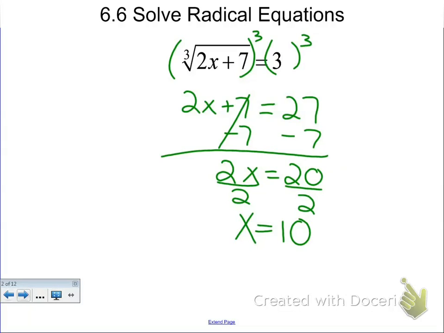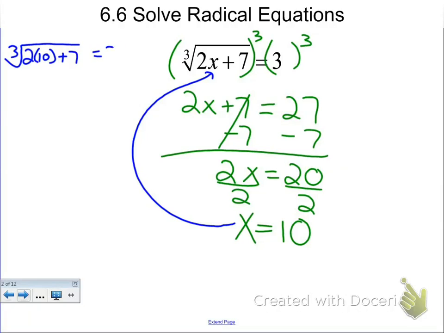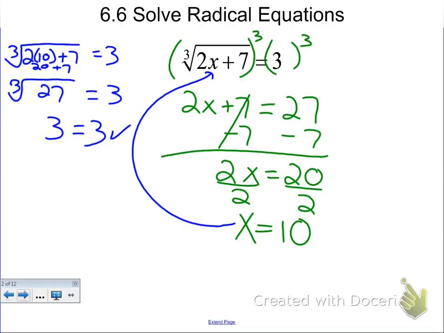Whenever we have root equations, we need to go back and plug in our answer back up into the original equation to see if it works out, because it won't always work out. So we're going to plug this 10 back into the original equation. So we have the cube root of 2 times 10 plus 7 equals 3. 2 times 10 is 20. 20 plus 7 is 27. The cube root of 27 is 3. So then we need to ask ourselves, does 3 equal 3? Yes, it does. So that means that our answer is x equals 10.